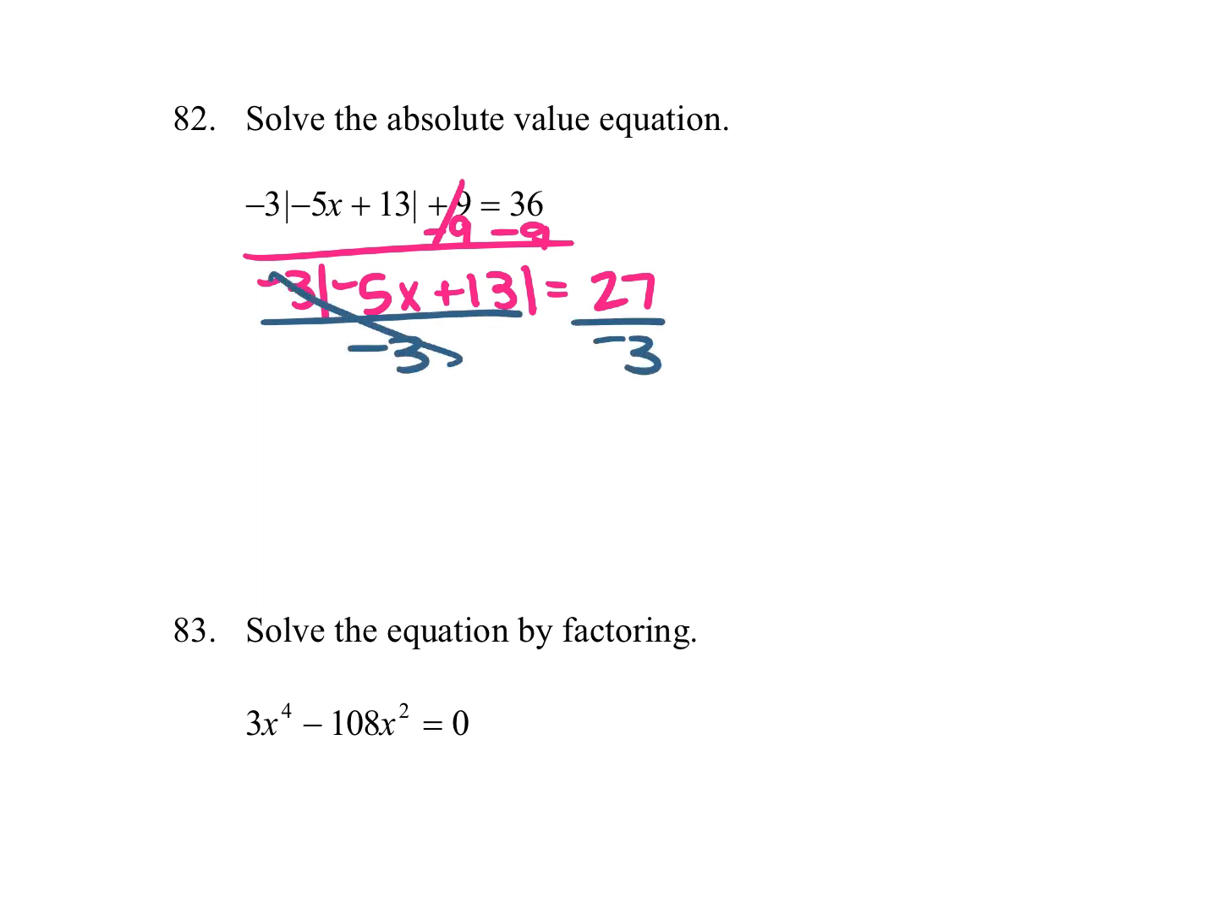Now we have the absolute value of negative 5x plus 13 is equal to negative 9. Our absolute value is isolated. However, it's equal to a negative number. That is not possible, so this one is no solution.